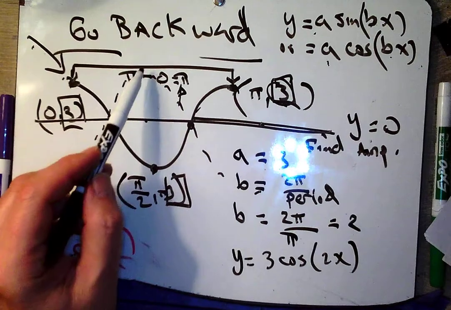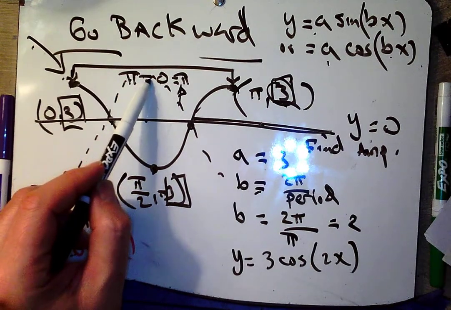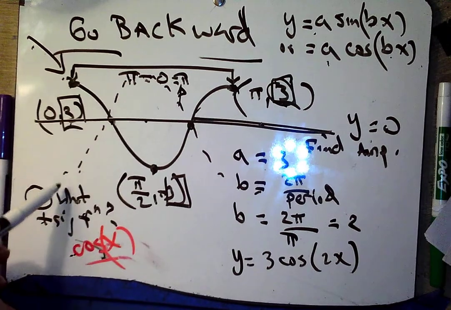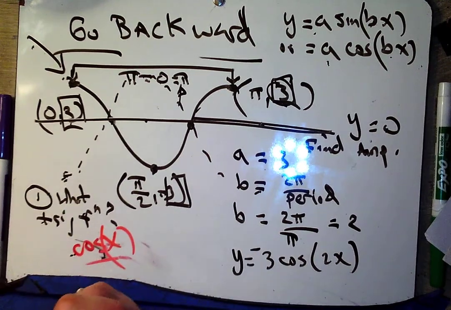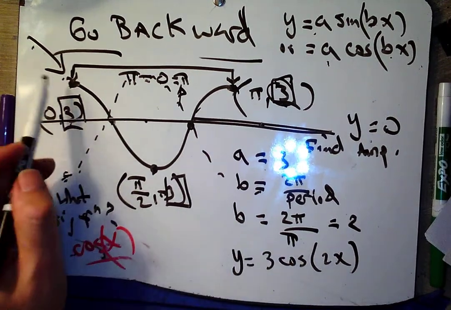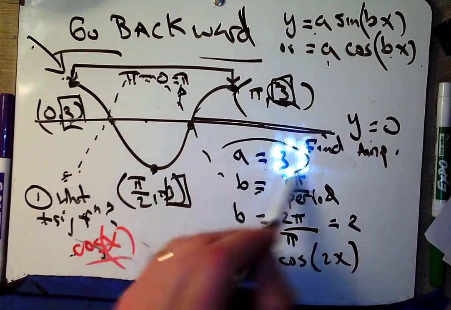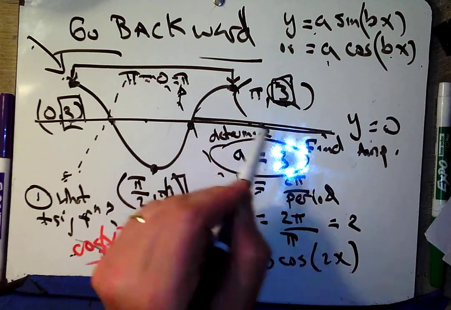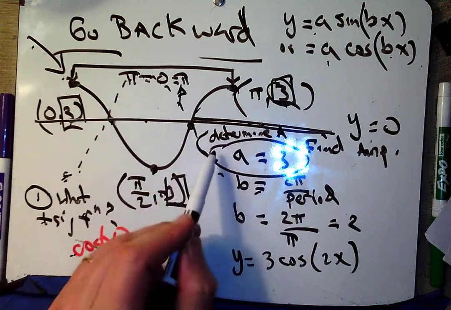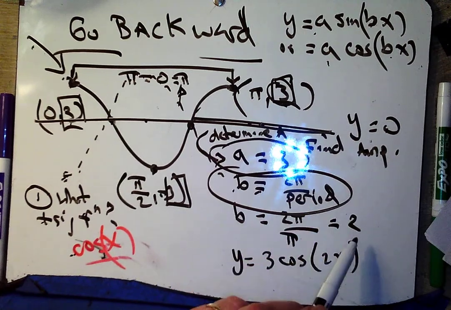You know, if I had seen pi over 2, positive 3, and here 0, negative 3, that, if I start low, gives me a minus. But since I'm starting high, I got a plus. And so I'm just going to determine A today. B, we're using this nifty formula, 2 pi over the period.